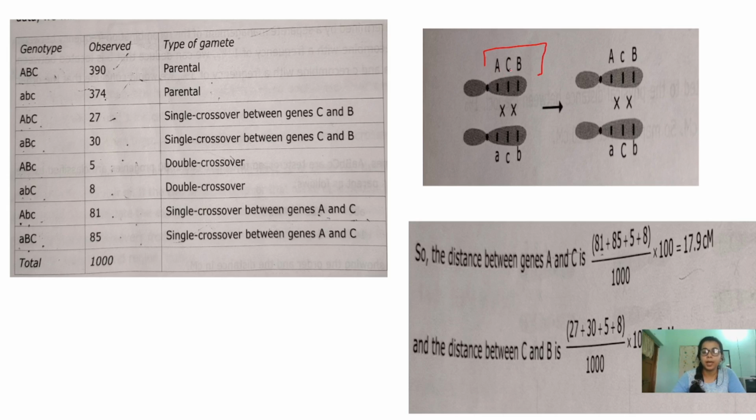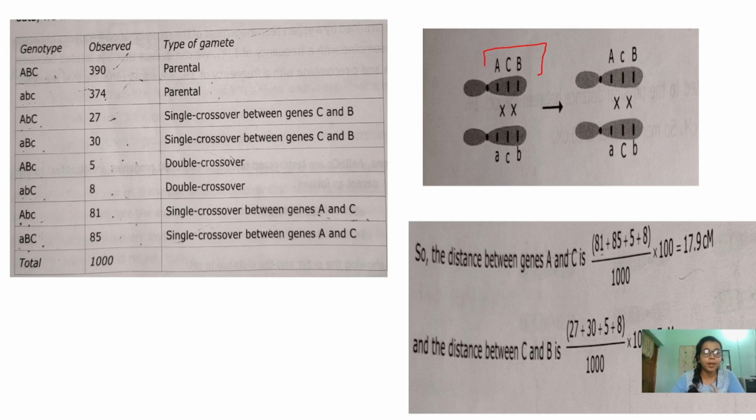Next you need to do a single cross between A and C, find the progeny, and compare this with this table, and you will find the progeny between A and C. Single crossover between A and C. Next, again you need to do a single crossover between C and B.